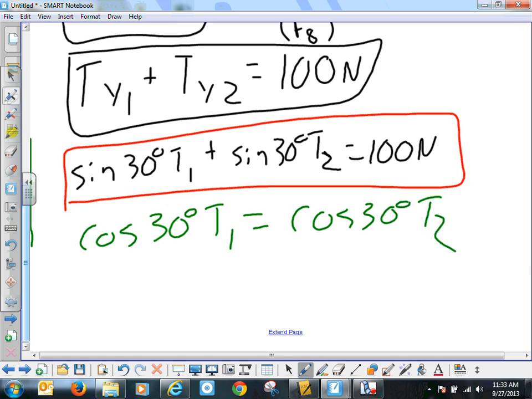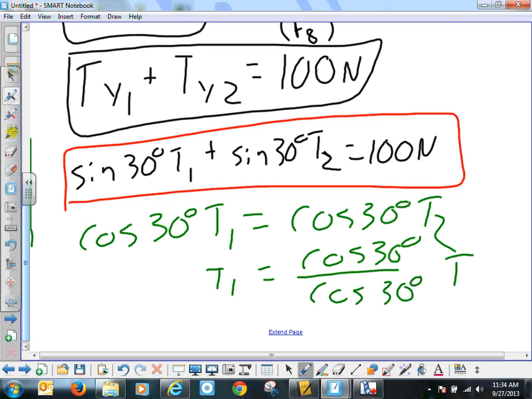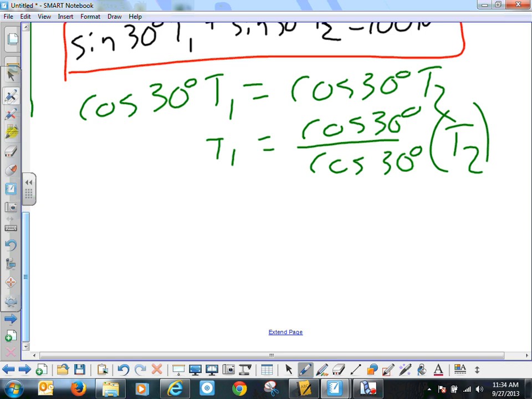And they're in the opposite direction, but the summation of forces is 0, which makes them both positive when they're set on the opposite side of the equation. So now you can solve for either T1 or T2 and plug it into the other formula. So I would say T1 then is equal to cosine 30 divided by cosine 30 T2. Okay, so you can see that you don't need to use a calculator for this one, right? T1 then equals T2.